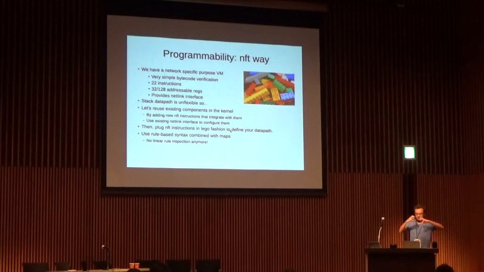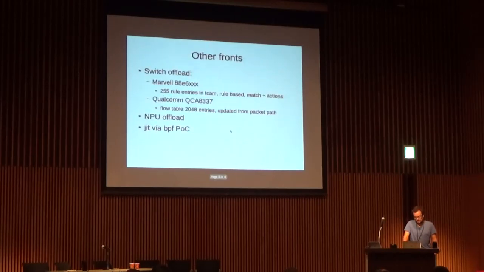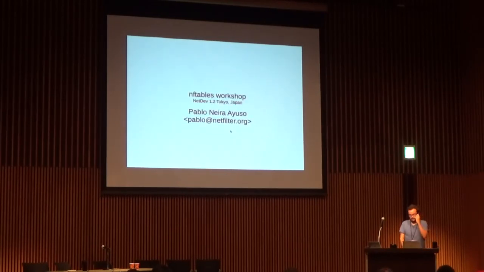So just plug these instructions in to define the data path the way you want. The way to express all this will be rule-based syntax that, combined with the map infrastructure that we have, results in no linear rule inspection anymore. Basically, we will represent the rule set in a tree fashion with maps that will point to the next one in case we have to perform another lookup. So with very few lookups, we find what we have to do with the packet. So that's basically it. In case you have any questions.